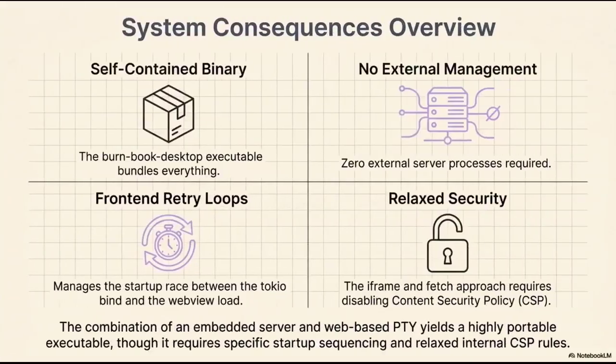This slide provides an overview of the key system consequences arising from our design choices. In the top left, we have the concept of $1. This means the Burnbook desktop executable bundles everything required to run, providing a single comprehensive package. Moving to the top right, we highlight $1. A direct benefit of this architecture is that zero external server processes are required, simplifying deployment and operation. In the bottom left, we address $1.